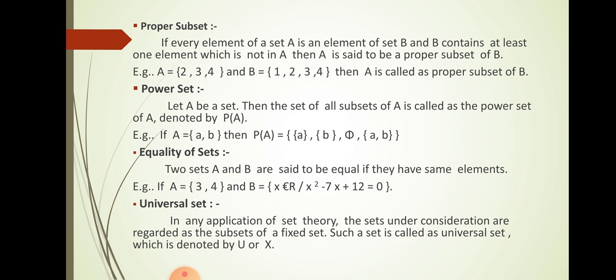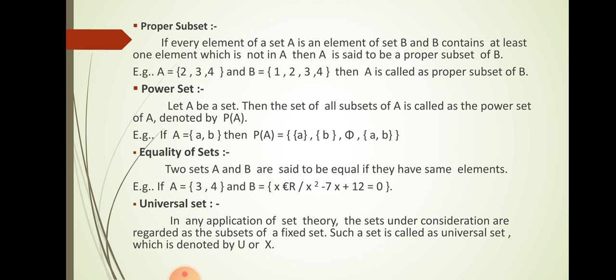The next concept is power set. Let capital A be a set. Then the set of all subsets of capital A is called the power set of A, denoted by capital P of A. For example, if A is equal to the set {a, b}, then the power set of capital A is the set of singleton set {a}, singleton set {b}, phi, and the set {a, b}.